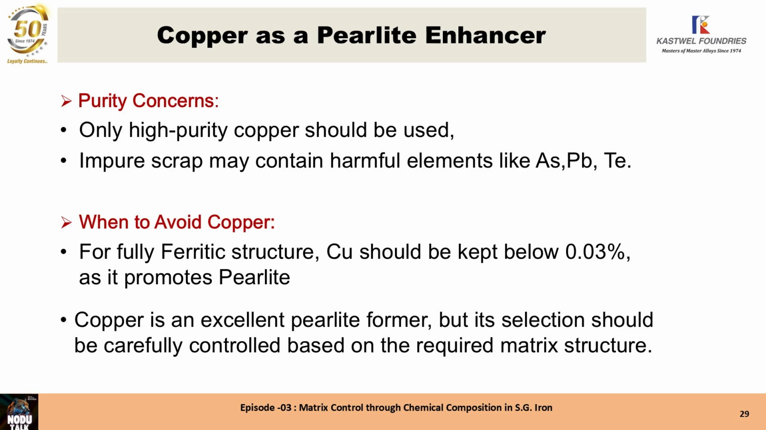Only pure, high purity copper should be used. Impure scrap may contain harmful elements like arsenic, lead, and tellurium. When should copper be avoided? For a fully ferritic structure, copper should be kept below 0.03% as it promotes pearlite. Copper is an excellent pearlite former, but its selection should be carefully controlled based on the required matrix structure.